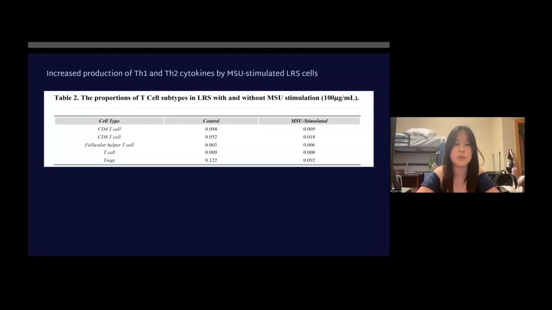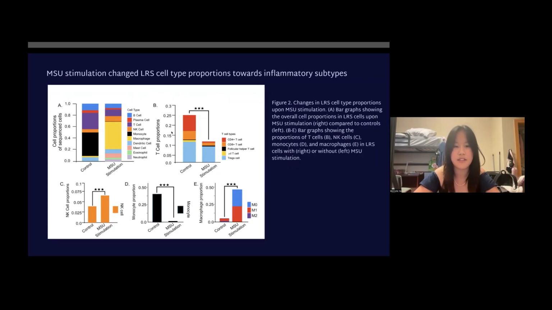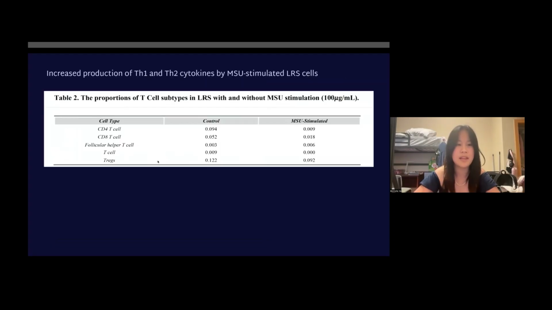This table shows the proportions of the T cell subtypes specifically. As I mentioned previously, in this graph over here, plot B, you can see that all the other cell types went down except for the follicular helper T cells, which doubled in proportion.